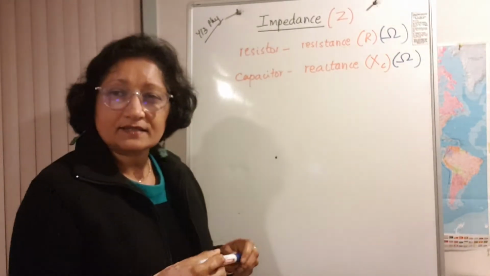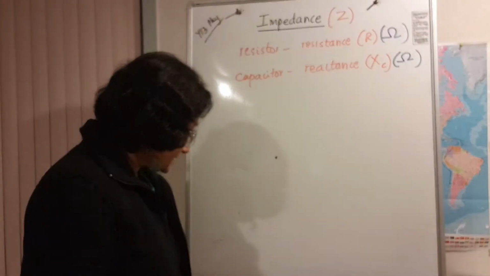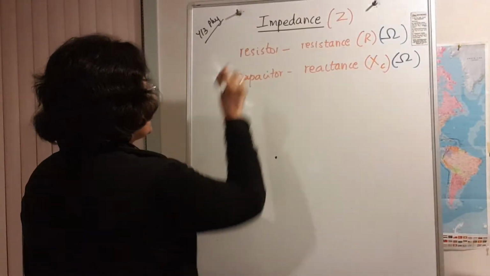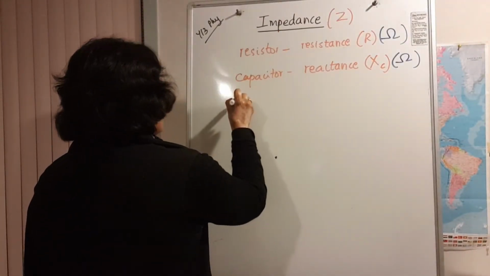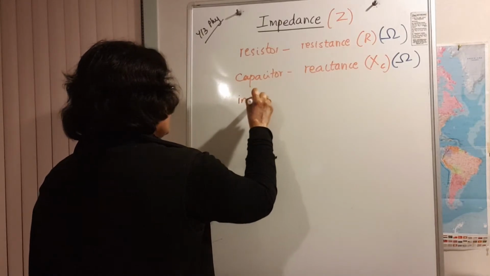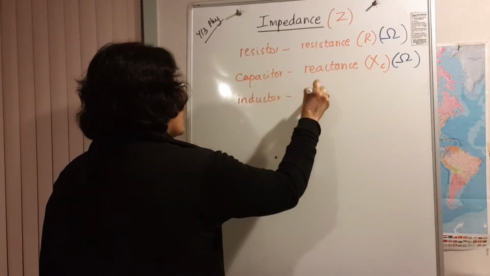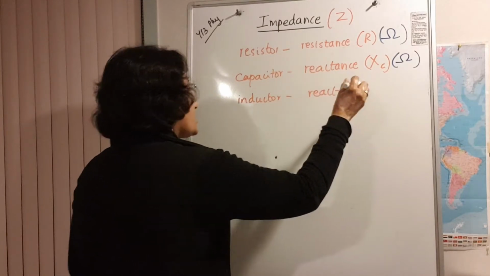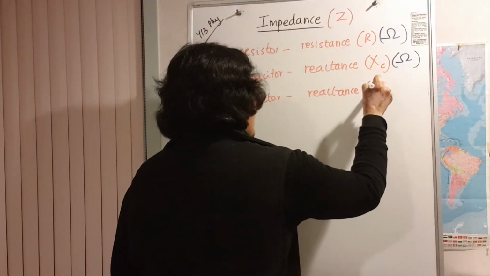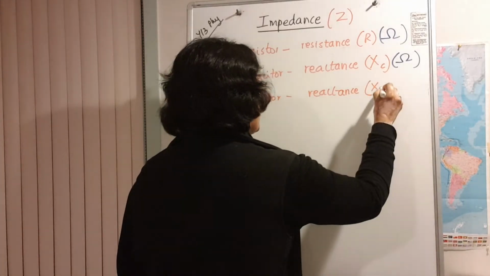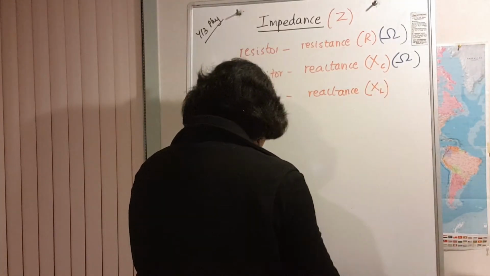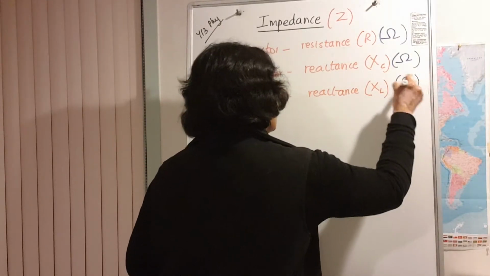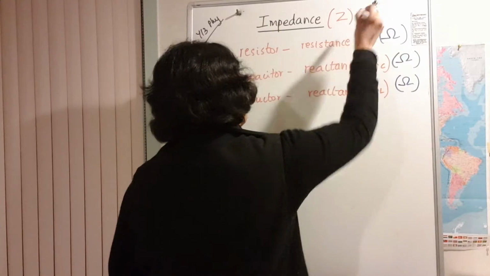If instead of a capacitor, you just have an inductor in a circuit, in an AC circuit, so all this is for AC circuits, the impedance of an inductor is also called reactance. So both these words are similar, but just to make it different from the reactance of a capacitor, we put X with the subscript L, and that is also measured in ohms. So impedance is also measured in ohms.